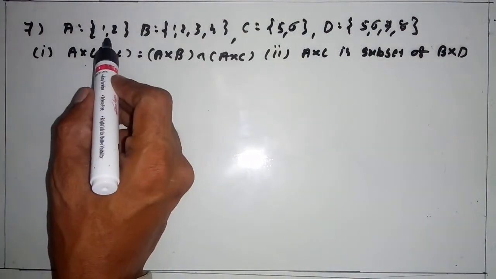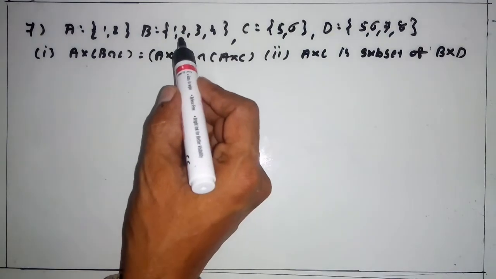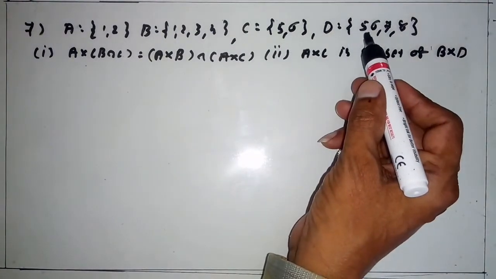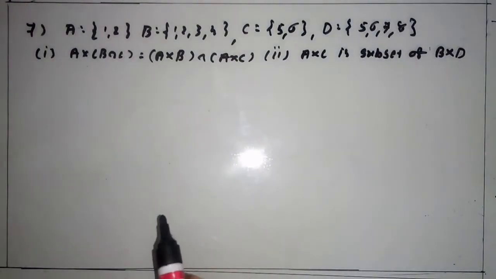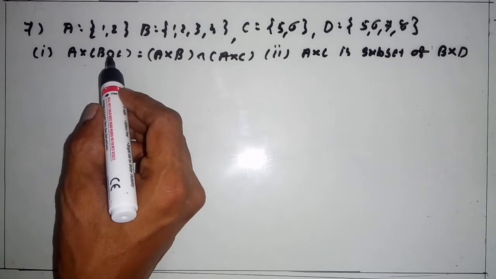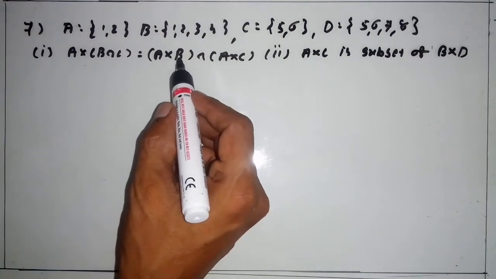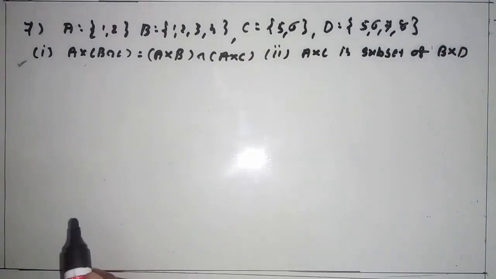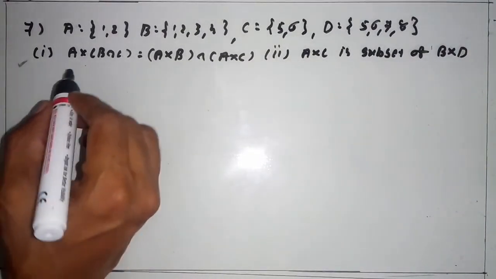Let A = {1, 2}, B = {1, 2, 3, 4}, C = {5, 6}, and D = {5, 6, 7, 8}. Then verify that A × (B ∩ C) = (A × B) ∩ (A × C). First, we verify this first result.